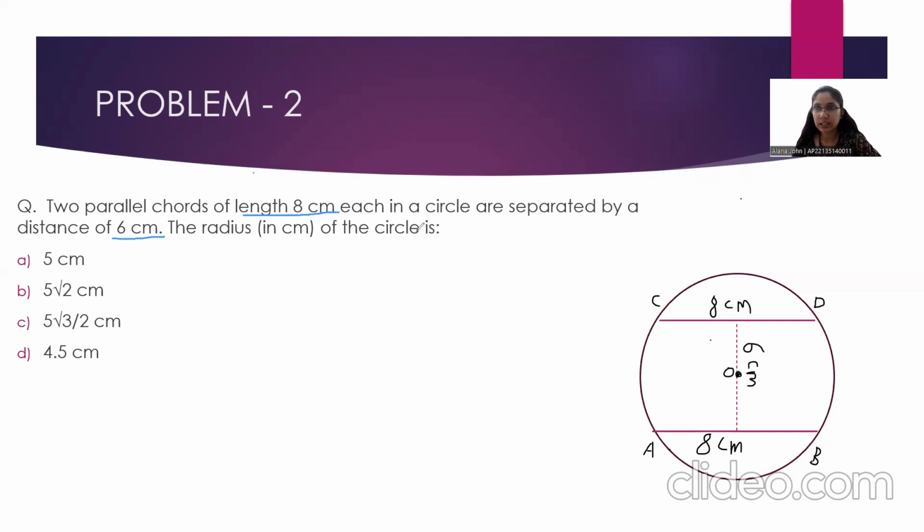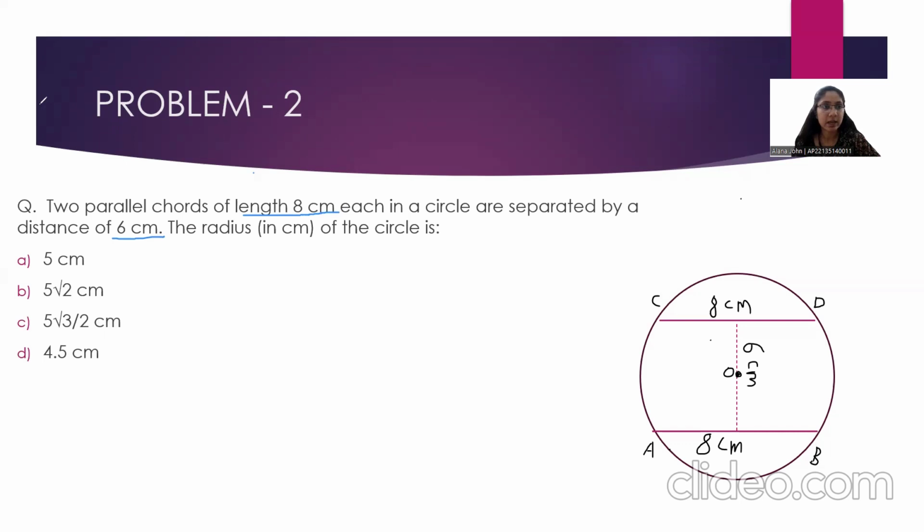So I have illustrated the problem using this diagram. Here I have considered two chords, AB and CD, each of 8 centimeter, and the distance between the two chords is taken to be 6 centimeter. This is the information given in the problem. We have to find the radius of the circle. First option is 5 centimeter. Second option is 5 root 2 centimeter. Third option 5 root 3 by 2 centimeter. And fourth option 4.5 centimeter.